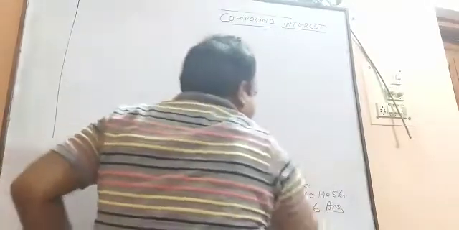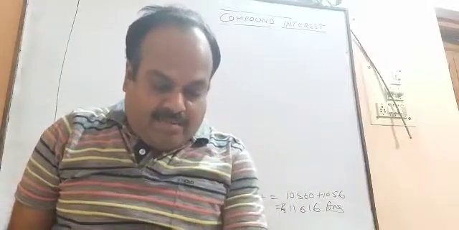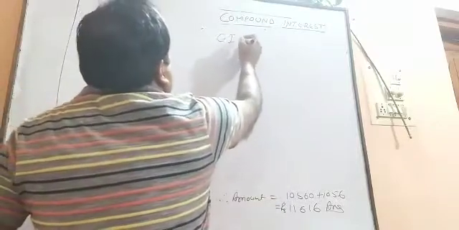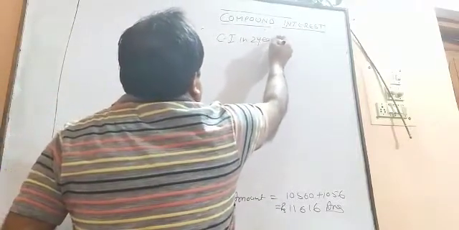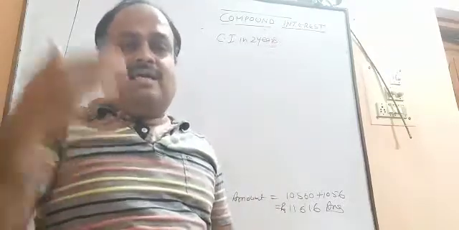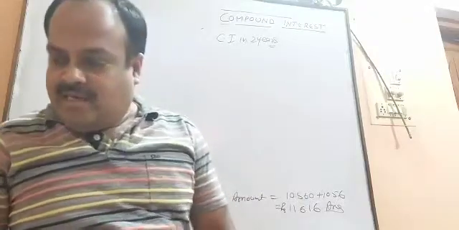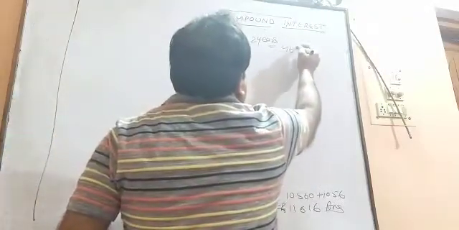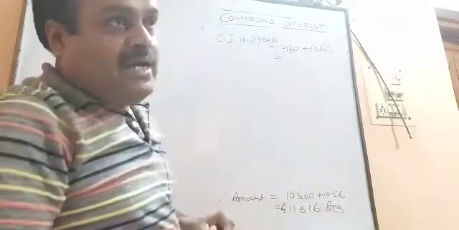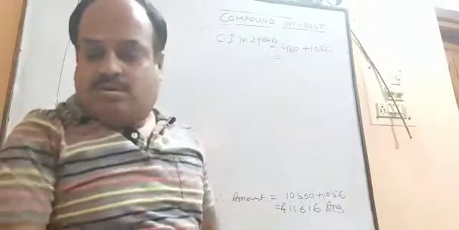Now third part. In third part we have to find the compound interest earned in the first 2 years. Compound interest in 2 years. So we can add the interest of first year and the interest of second year. I mean 960 plus 1,056 we can add to find the compound interest in the first 2 years, which comes as 2,016.